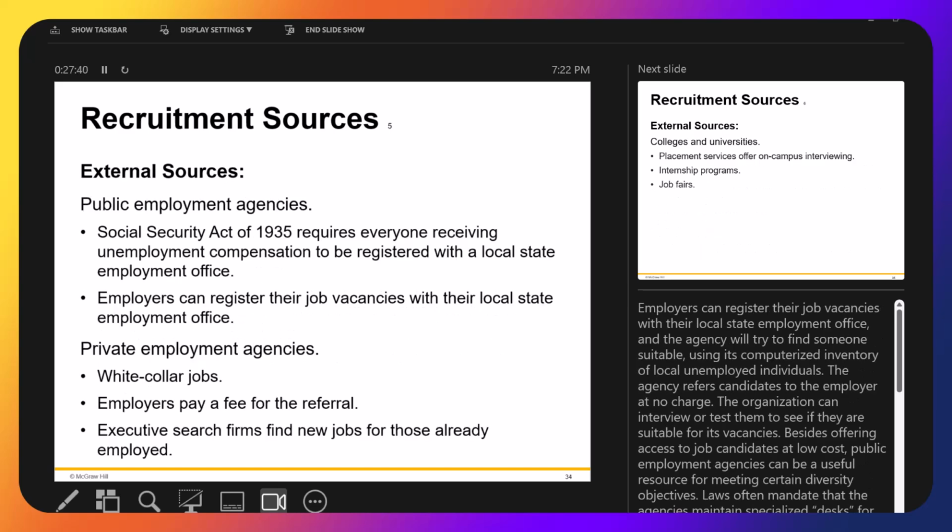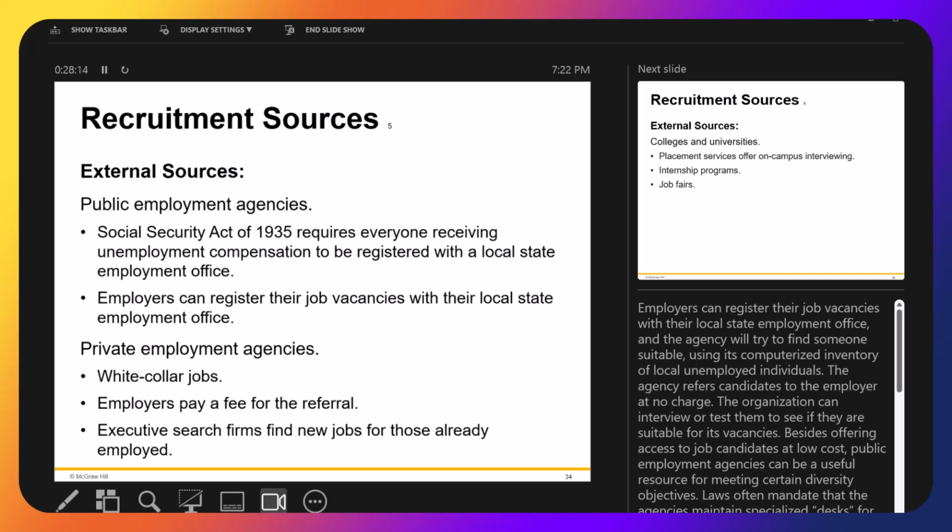So external sources, public employment agencies. The Social Security Act of 1935 requires everyone receiving unemployment compensation to be registered with a local state employment office. So you have people who lose their jobs and are laid off and displaced. This act covers that. Employers can register their job vacancies with the local state employment office, so people who are unemployed and seeking jobs can go there to look for jobs as well. Private employment agencies, white collar jobs, employers pay a fee for the referral.